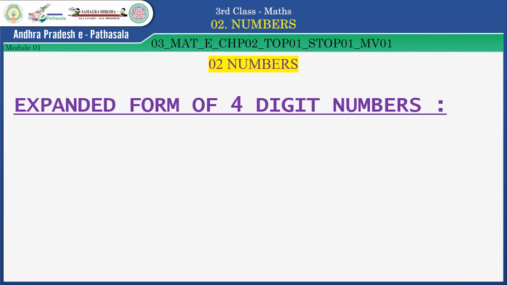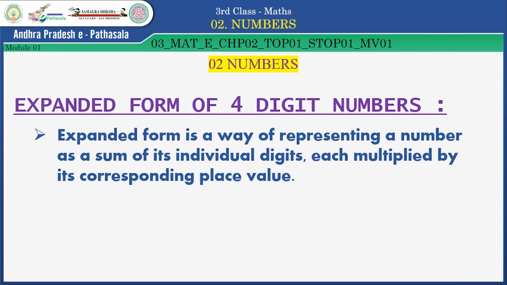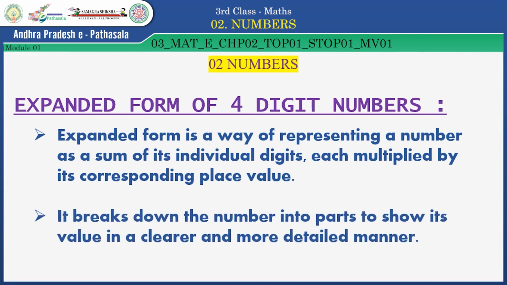Expanded form is a way of representing a number as a sum of its individual digits, each multiplied by its corresponding place value. It breaks down the number into parts to show its value in a clearer and more detailed manner. Now, let us understand with an example.